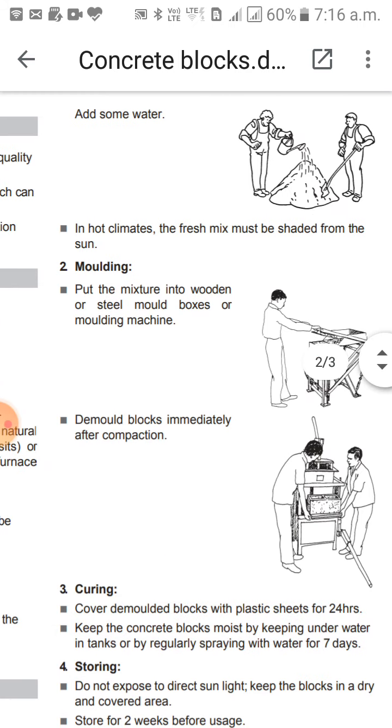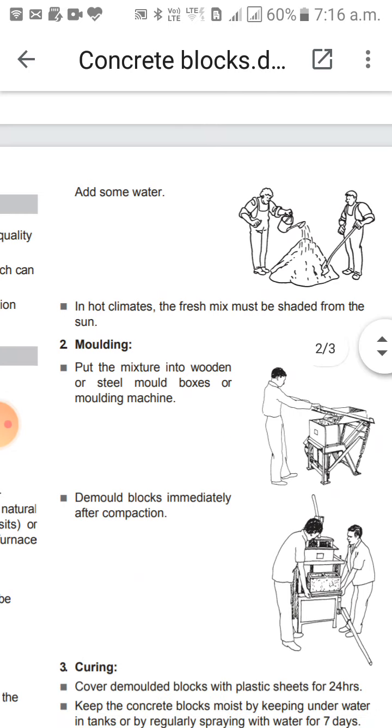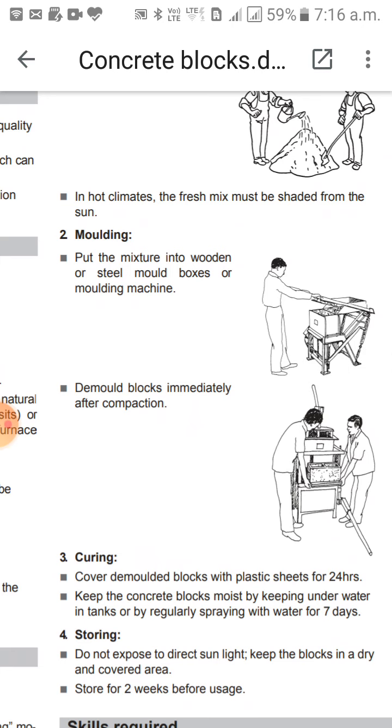And molding, you have the molding box, you see here in the picture. You have to put the mixture into the molding box. Then compaction, we tamp it so that there are no gaps, that is compaction. So you have to demold, take it out of the mold.